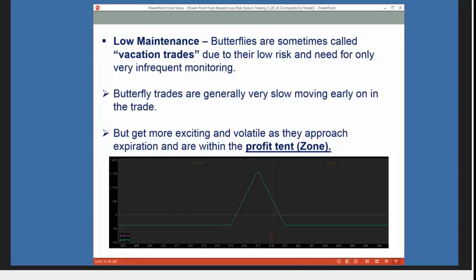And what you want to take advantage of is what we call the profit tent or profit zone. It looks like a tent, and when you get up into the top apex of it, that's your max profit potential. So once you get inside that tent, you start making money, and the closer into expiration, the more money you can start making.